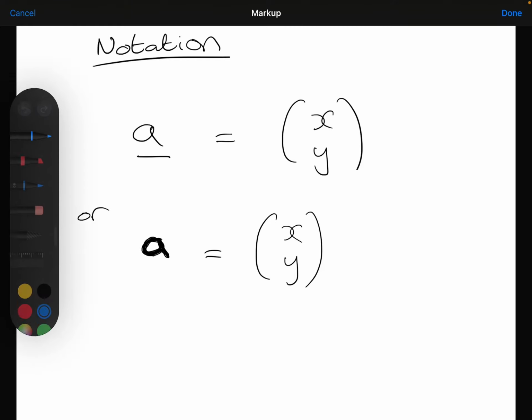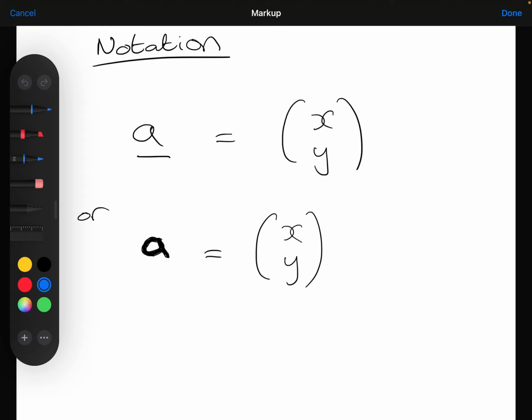The reason why it's important to underline it or put it in bold is because if I just wrote A, then that's just how we normally write variables for algebra. So that would just represent a number that I don't know yet. It would just be a number, it would just have a size, it wouldn't necessarily represent a vector, it wouldn't have a direction to it. So that's why it's important to underline it or put it in bold to show the reader, to show the person who you're communicating your maths to, that it is a vector and not just a scalar.